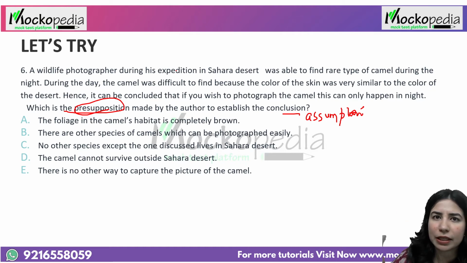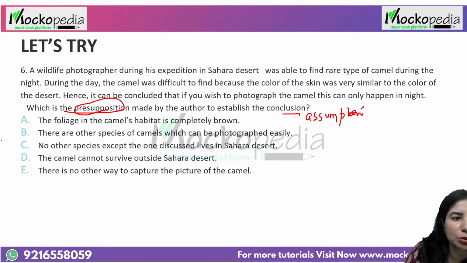तो वो camel दिन में दिखता ही नहीं था, मतलब फोटोग्राफ नहीं ले सकते थे क्योंकि spoilage create हो जाता था. So hence it can be concluded that if you wish to photograph the camel, this can only happen in night. Now two things you need to observe.